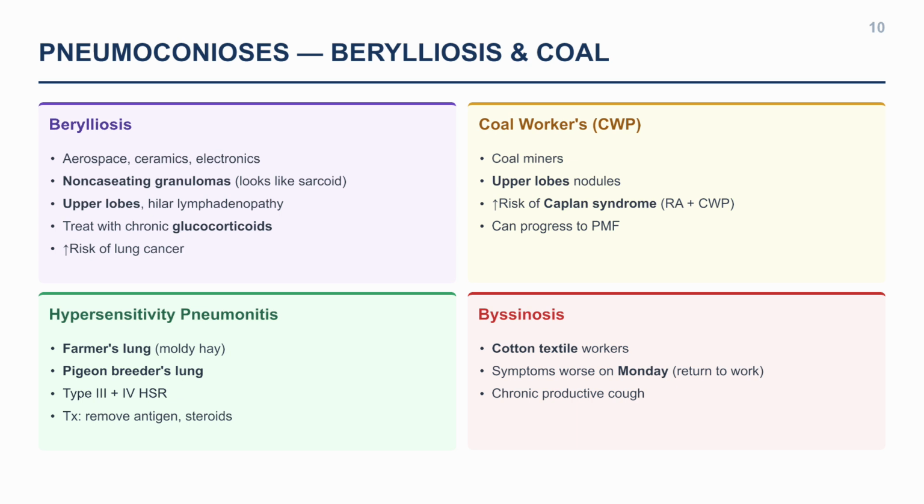Coal workers' pneumoconiosis, from prolonged coal dust exposure, with upper lobe nodules. Coal workers with rheumatoid arthritis can develop Kaplan syndrome. It can progress to progressive massive fibrosis.